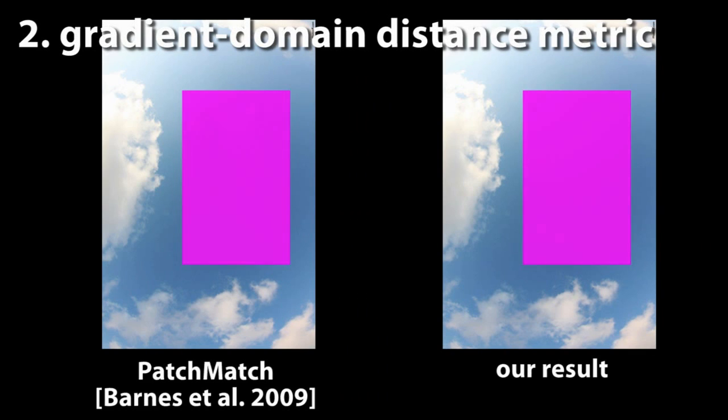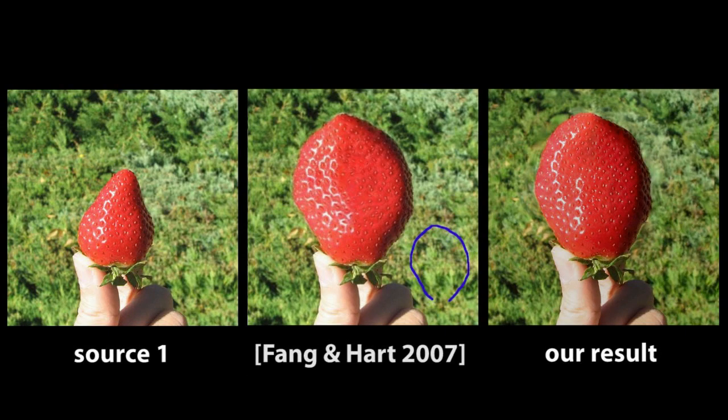Second, we use a gradient domain distance metric in both search and synthesis phases, improving robustness to variable lighting conditions. These two improvements can also be utilized for texture-preserving warps.